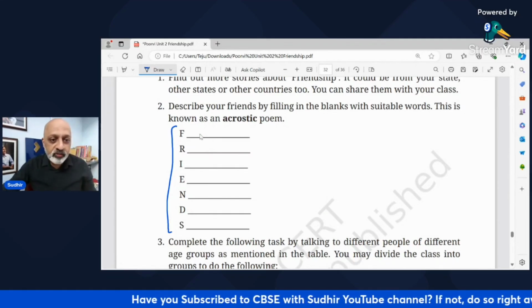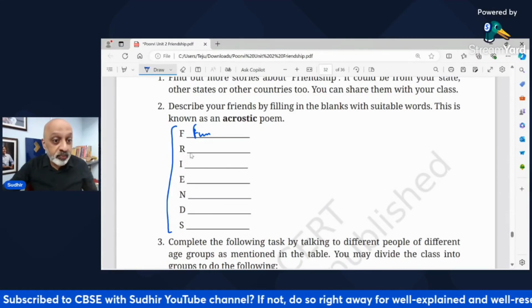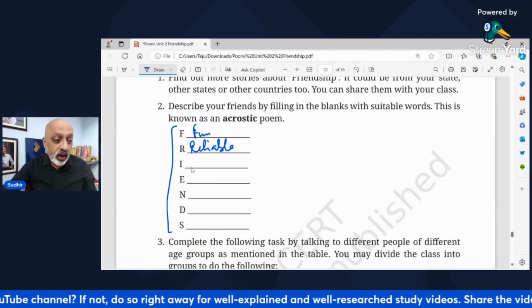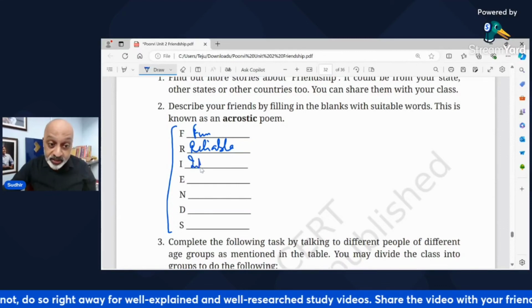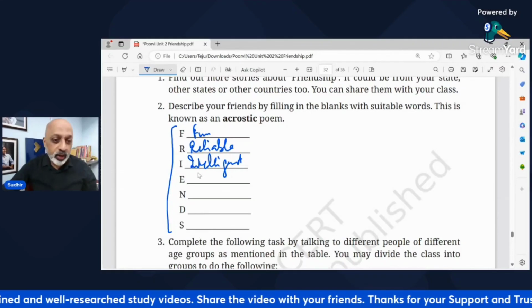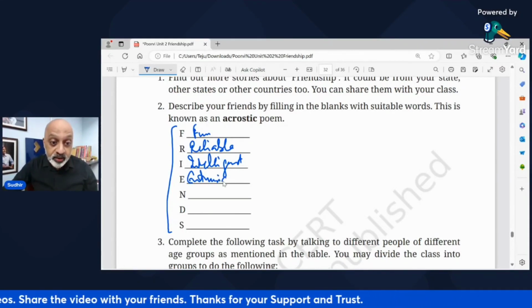So let's do that. F can be fun. Okay, friends are meant to be fun. Friends are meant to be reliable. Friends are meant to be intelligent. है ना, बेवकूफ के साथ दोस्ती थोड़ी करोगे. E, friends are meant to be enthusiastic.